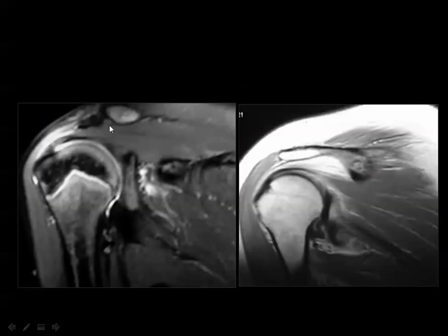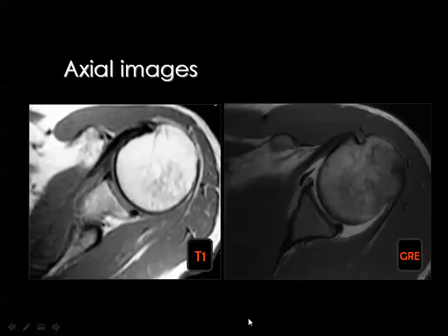Then this is the coronal image, and this is the acromioclavicular joint. And here you can see the supraspinatus muscle and the tendon inserting into the greater tuberosity. And here, this is the spine of the scapula with characteristic inferior protrusion, and this is the infraspinatus muscle, and the tendon is inserting also in the greater tuberosity.